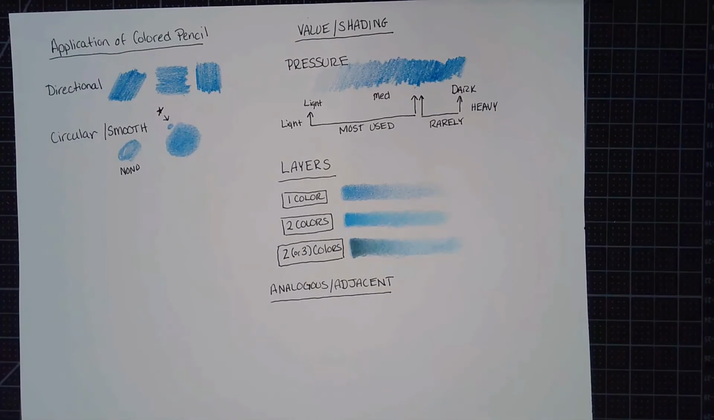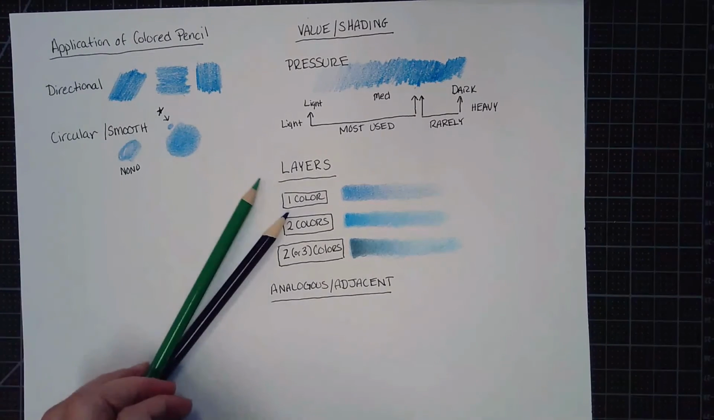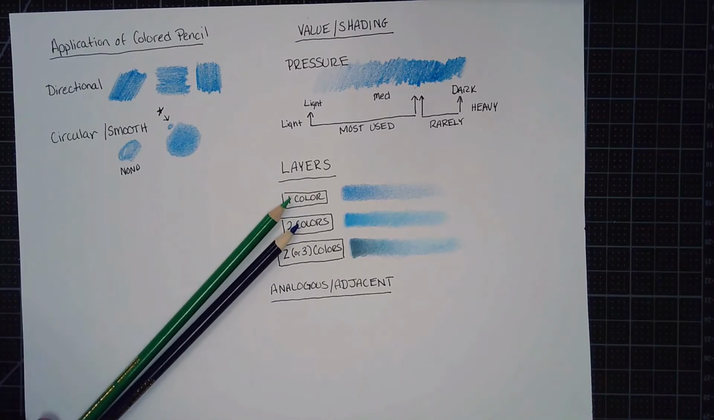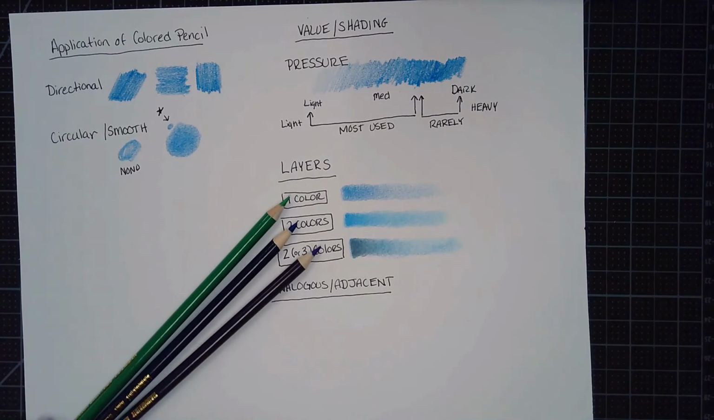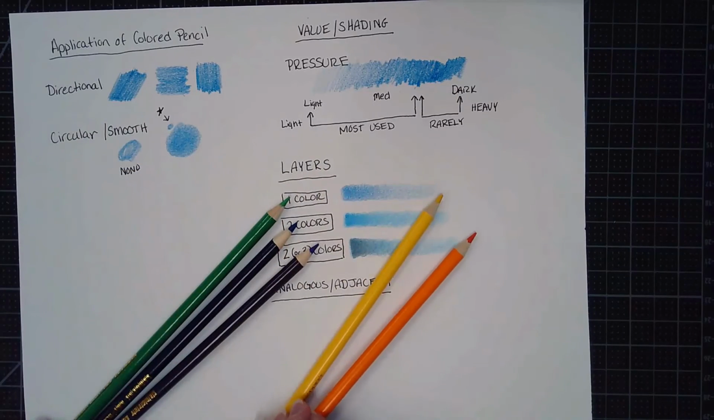So if I kept with my blue theme, I could use blue with green and with purple to create a value range and color mixing range. If I went with warm colors, I could use yellow, orange, and red.